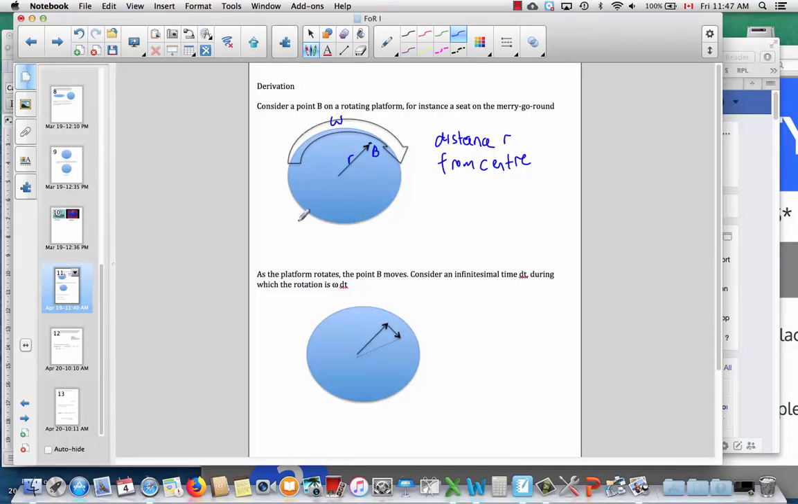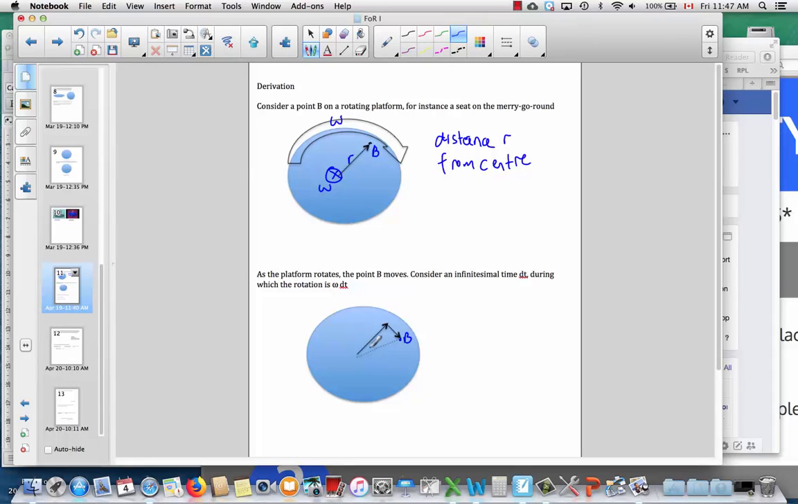Notice that with the right-hand rule, this is actually an omega vector that's into the page. Now this point B is at rest. This might be like a seat on the merry-go-round. Because of the rotation of the merry-go-round platform, that seat is going to move a little bit. So a little bit later, the point B will have moved over to here.